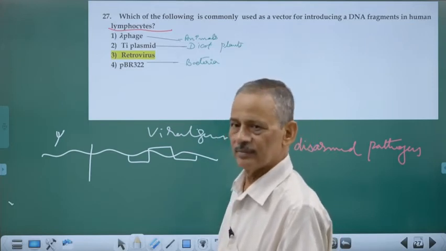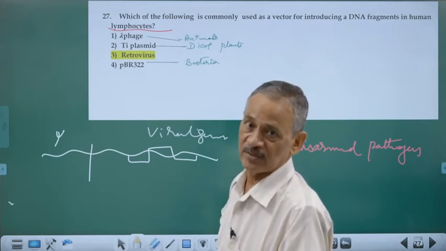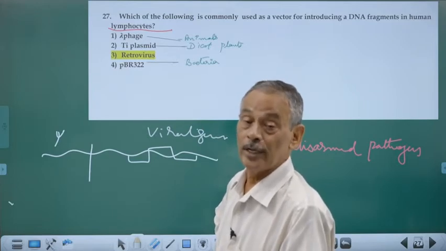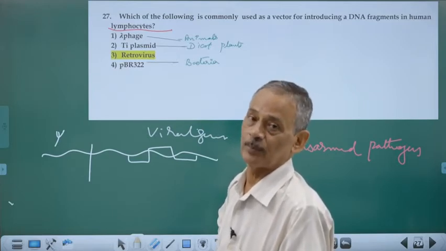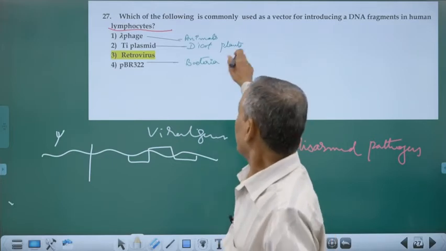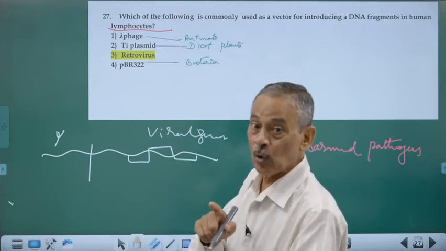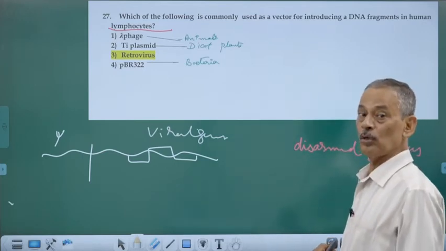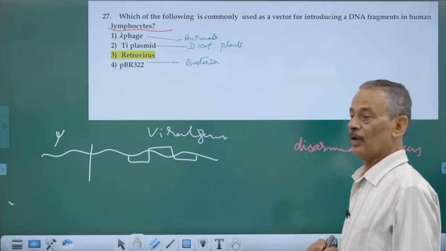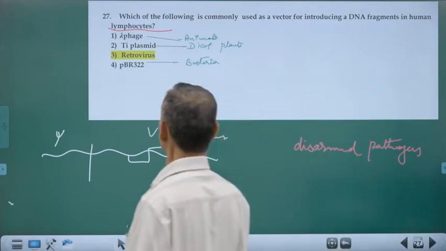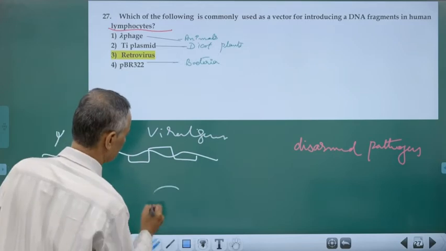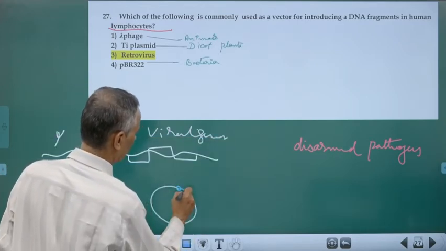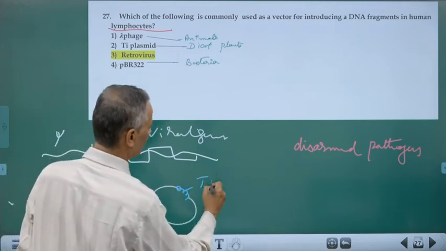The Ti plasmid from Agrobacterium tumefaciens causes tumors, but only dicot plants get infected, broadleaf plants. It is also a pathogen because it causes crown gall disease, a cancer. So, we are taking it. This Ti plasmid has a particular type of DNA called tDNA.